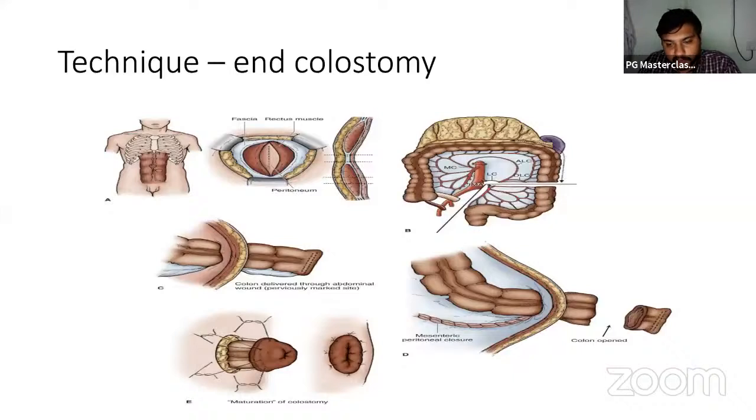At the base, we take a seromuscular suture from the bowel wall, and the dermis of the skin is taken. And then eversion occurs once we tie all of them. Since we have mobilized the colon from the paracolic gutter, from the white line of Toldt, a mesenteric defect will be created, which should be closed to prevent future internal hernia.